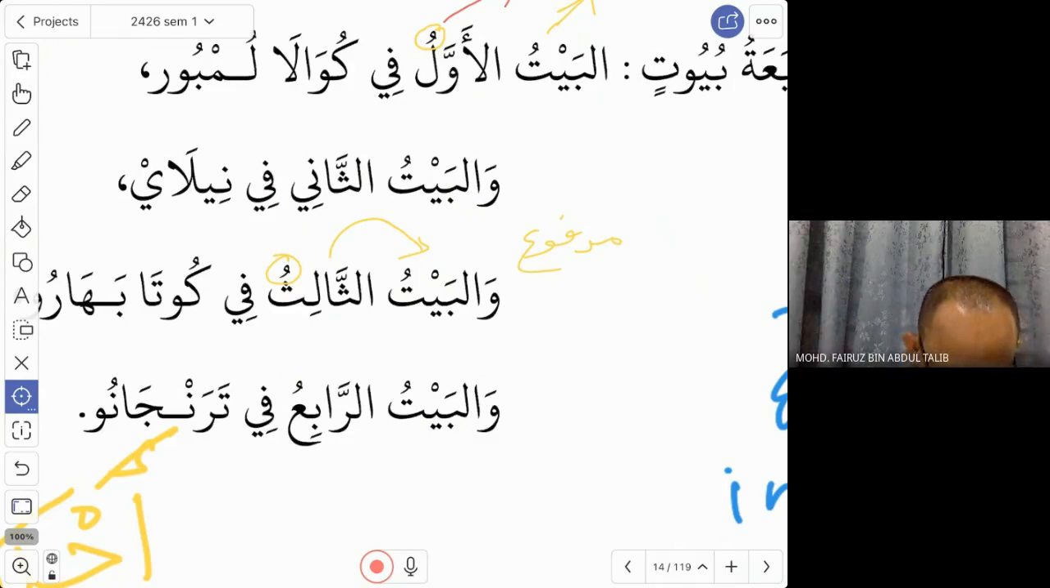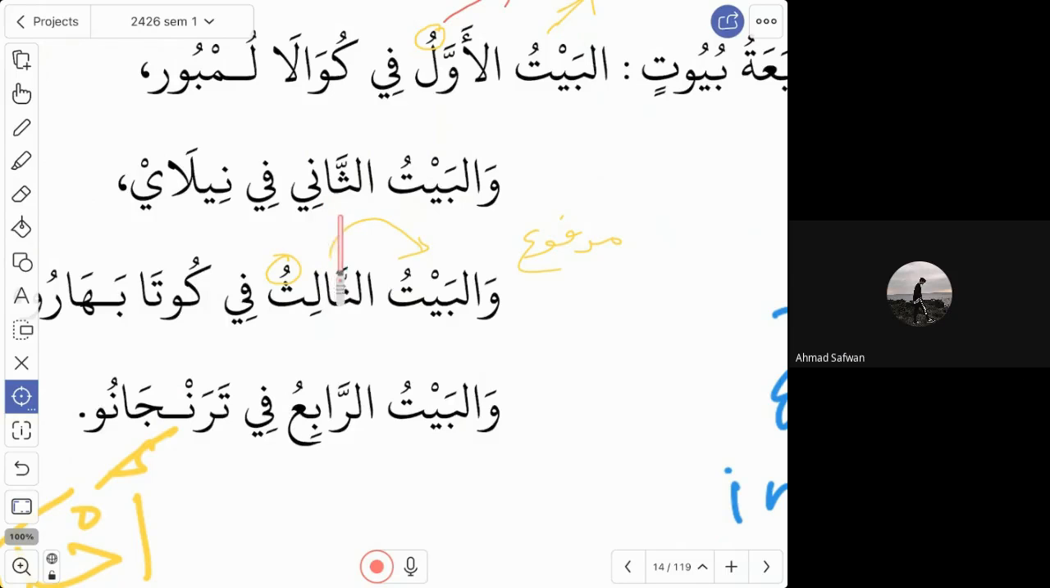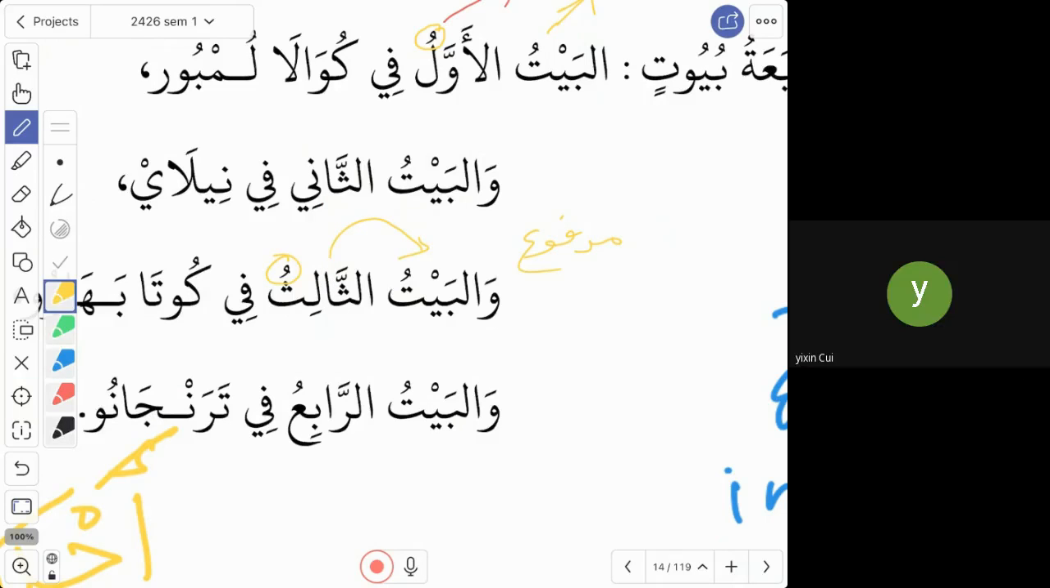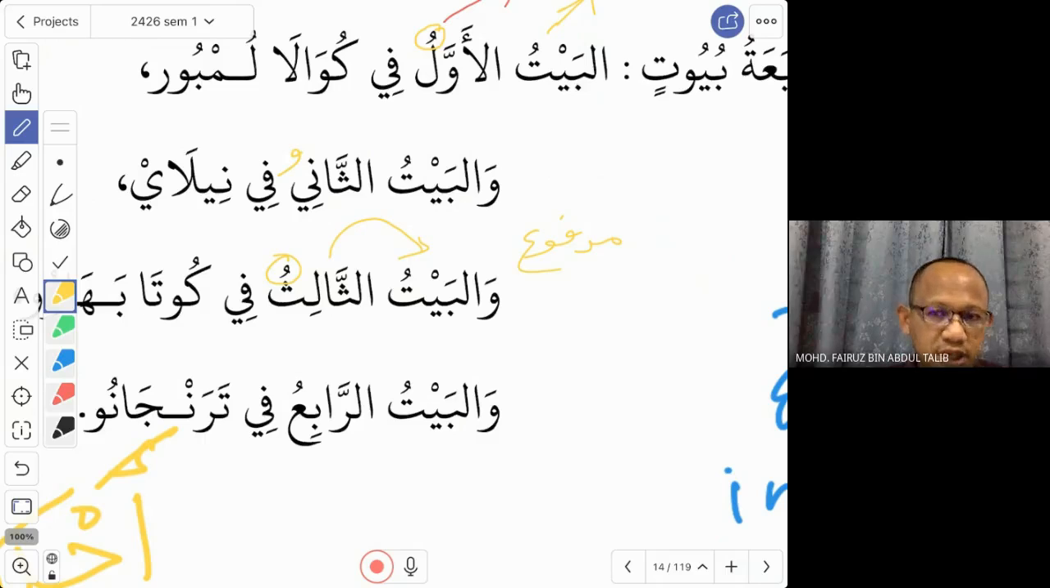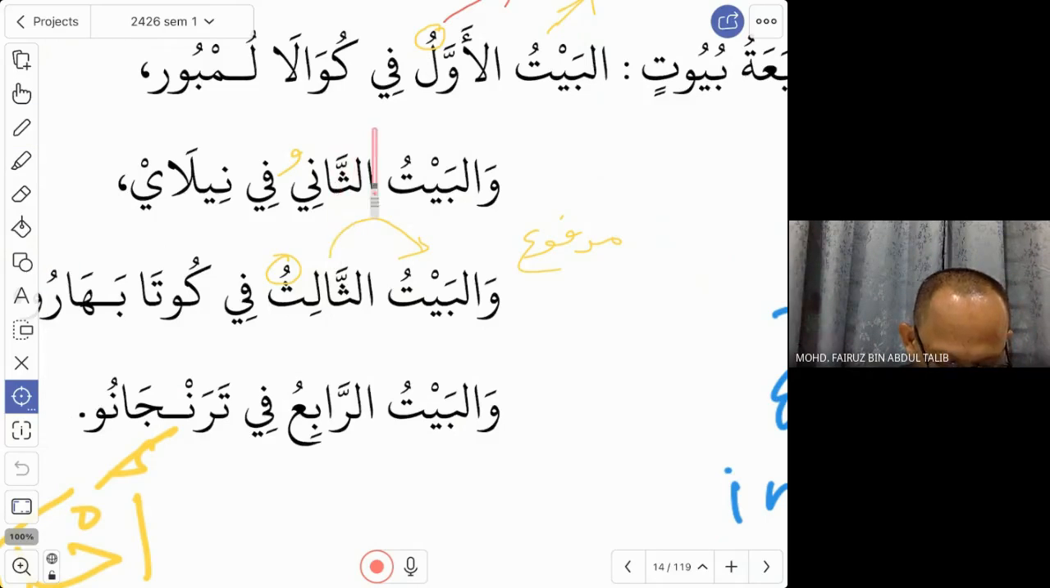If you look at the second jumlah, Al-baitu al-thani. If we use the same hukum that we have learned just now, how should we read this word? Like the first jumlah, Al-baitu al-awwalu, Al-baitu al-thani. How should we read this thani? By right, you should read the word thaniyu. Why? The same explanation: because this is an adjective to the previous word, and since the previous word is marfu, this must be marfu as well. Yes, that is correct.